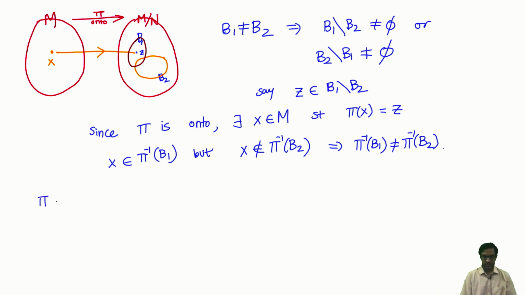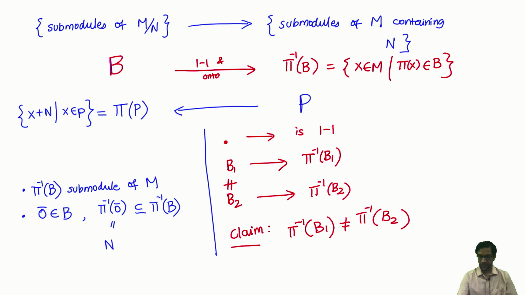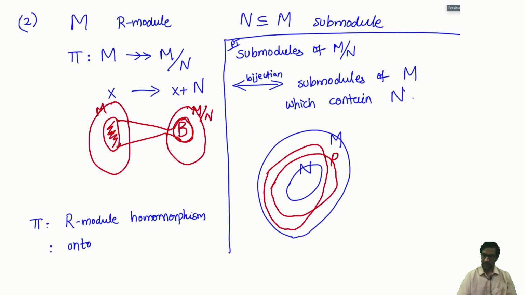The other part I leave you to check: I've checked pi is one to one, check that pi is onto. Again, a straightforward verification. So the result is worth remembering, which finally says that submodules of a quotient are really nothing but submodules of M which contain N, which lie between M and N in some sense.